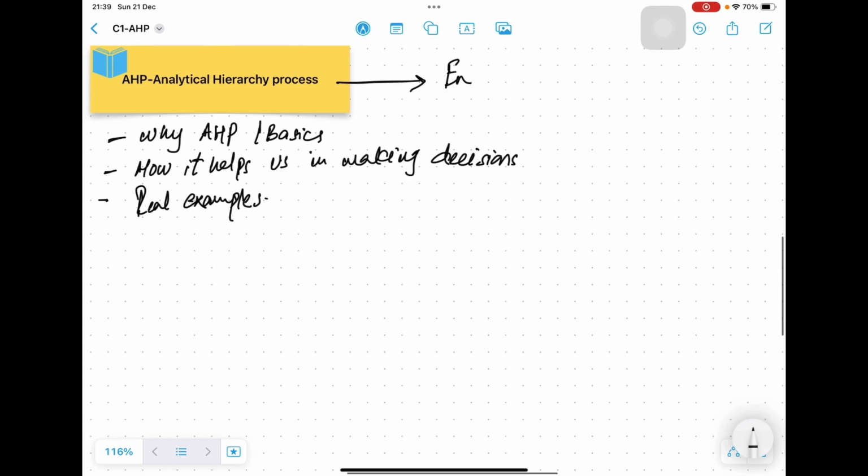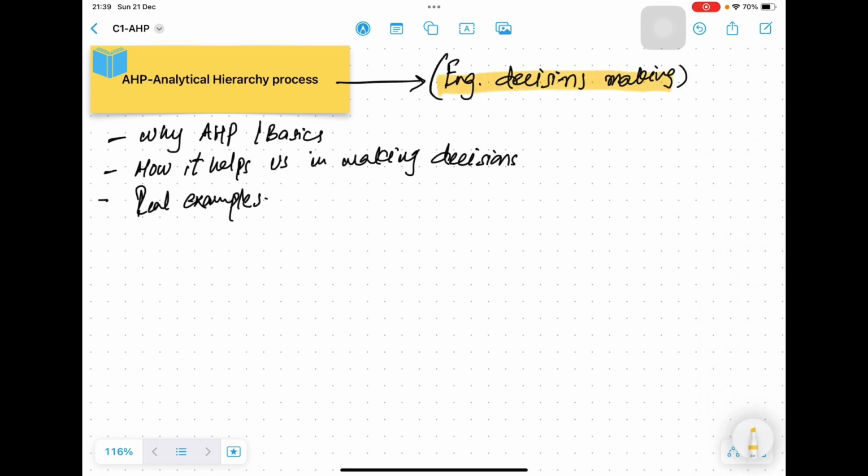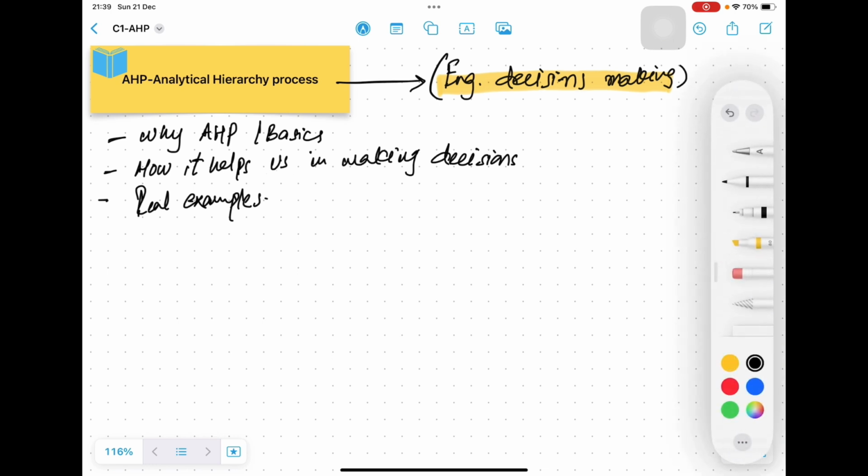decision making. That is the main purpose of AHP. AHP stands for analytic hierarchy process, and it's a decision-making method used when we need to choose between alternatives, options, or priorities and criteria, especially when there is no direct measurement required.